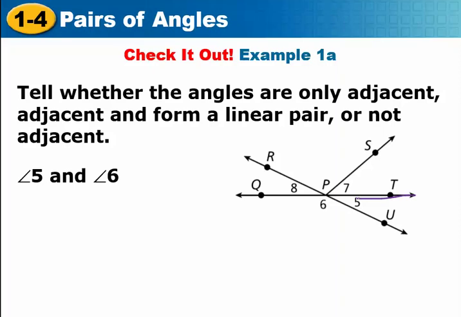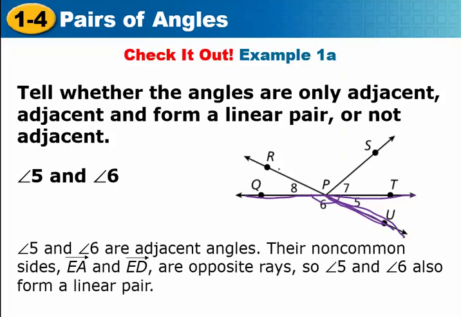And you probably already decided, but here's angle 5 and here's angle 6. They share a common side, so that means they are adjacent. If they also form a straight line, which they do, then they're a linear pair. So they are adjacent and a linear pair.